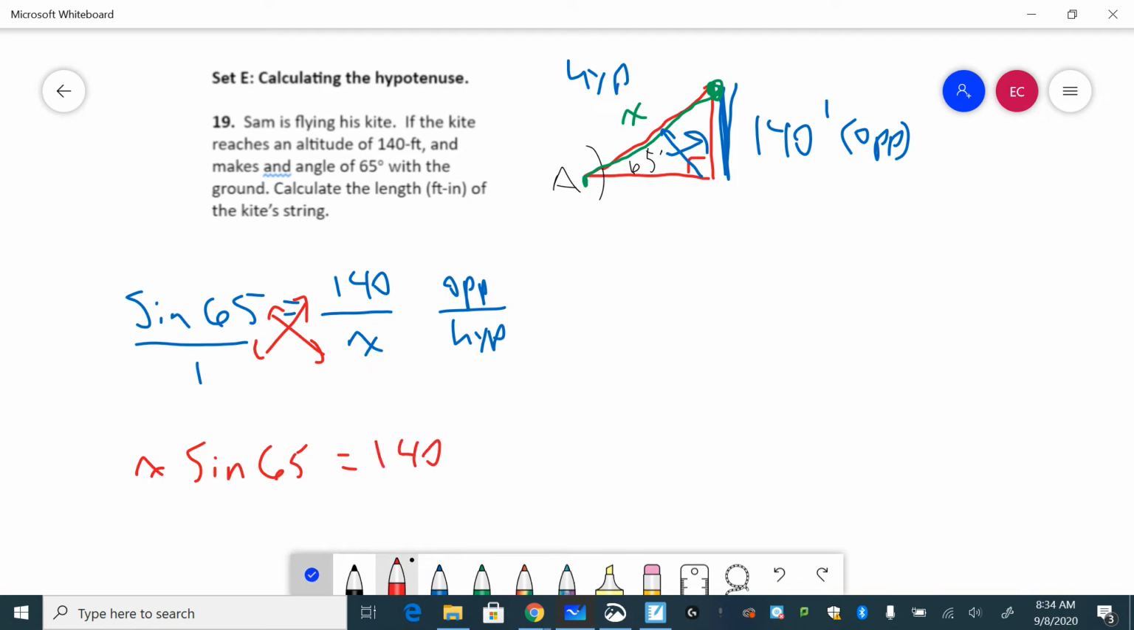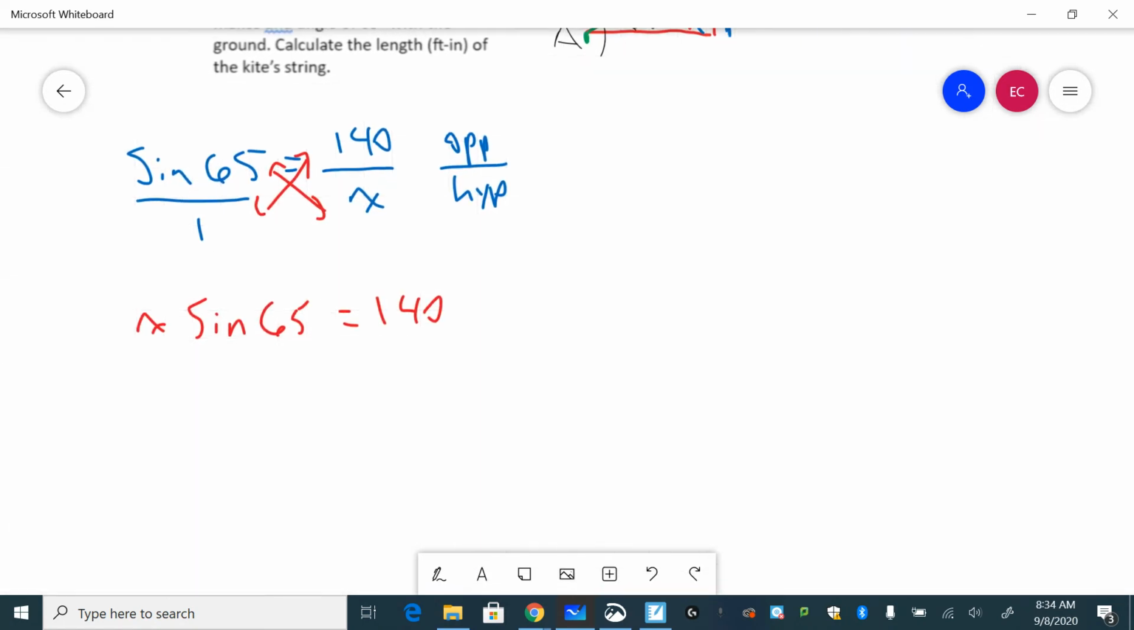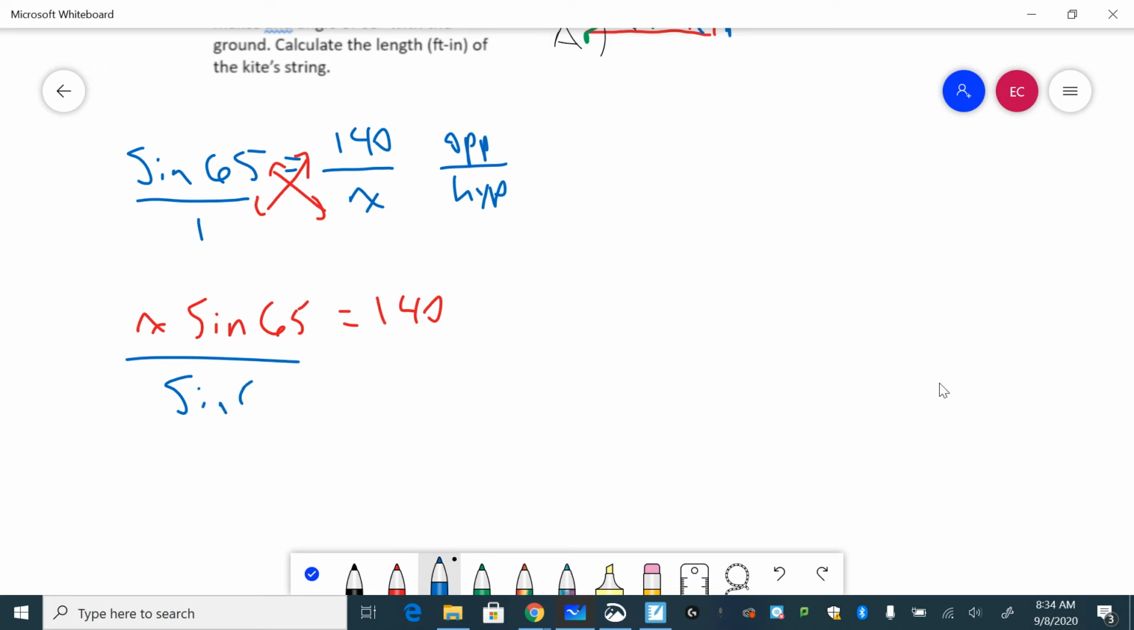And so you want to get x by itself. So to get x by itself, you can just type in what sine 65 is if you want. I'm going to actually just keep working with this. So I'm going to divide both sides by sine of 65. So I know these two cross off. So I've got x equals whatever 140 divided by sine of 65 is.